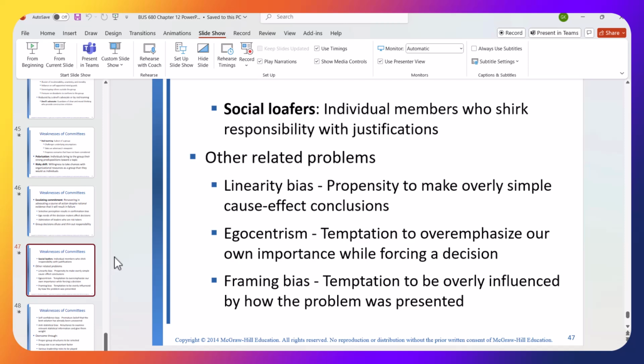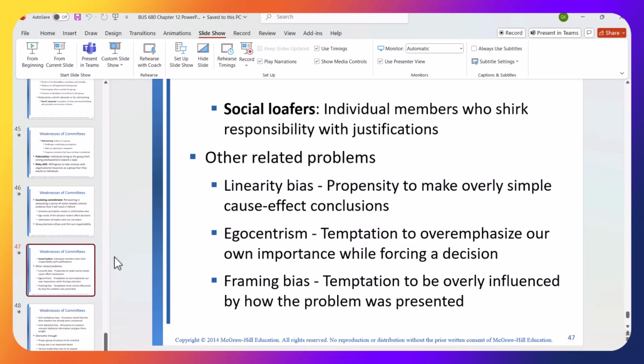Social loafers, individual members who shirk responsibility with justifications. You tell them, this is what I need you to do, this task, and they can go in there and shirk responsibility with justifications. They can tell you why they didn't do it and give you a justification for it, even though it doesn't make good sense.